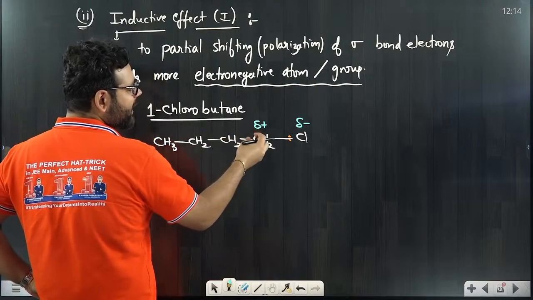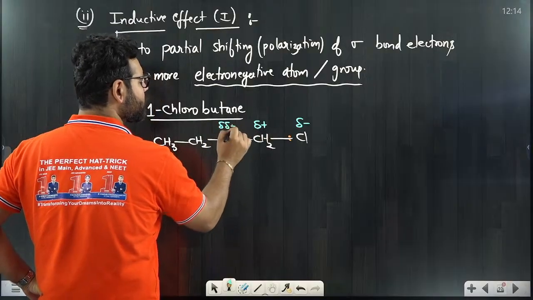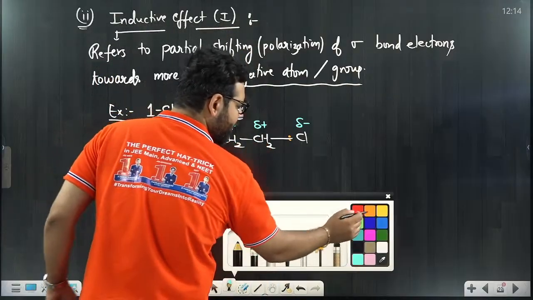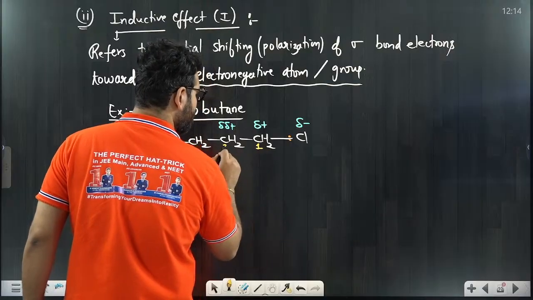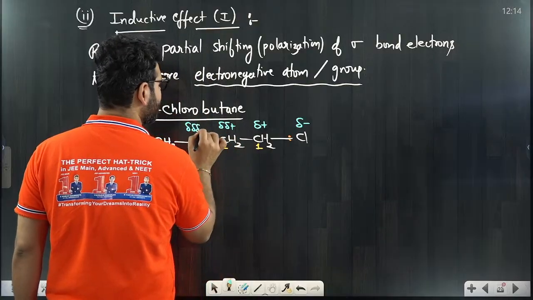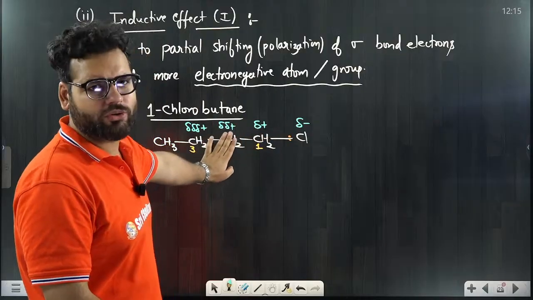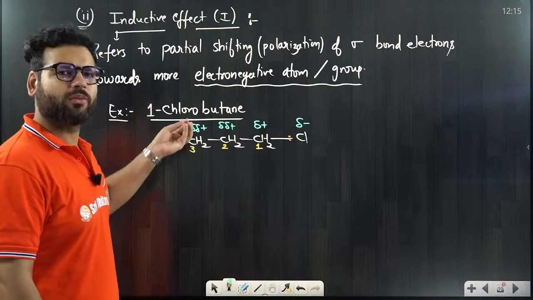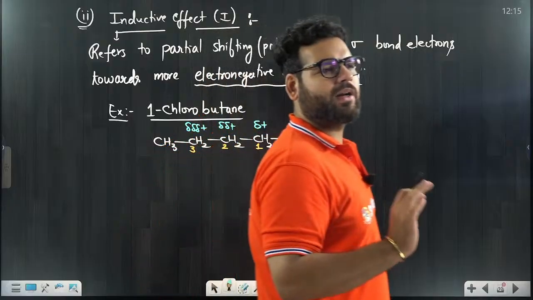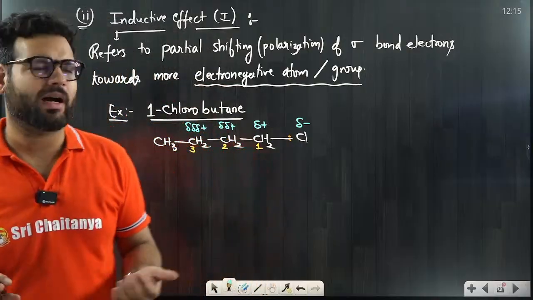And obviously, when the chlorine has an effect on the first carbon, some effect will be transferred to the second carbon also, but a little. Carbon number 1 gets the most effect. Carbon number 2 gets less effect. Carbon number 3 gets the least effect, almost 1%. So about 90% goes to the first one, 8 to 9% goes to the next one, and less than 1% goes to the last one. And then it diminishes. So inductive effect works up to the third carbon of the chain. After that it stops working.